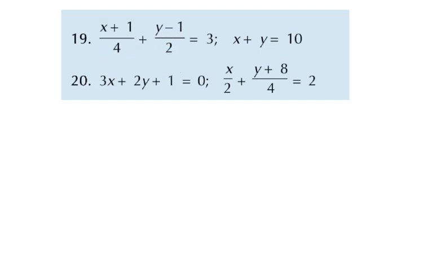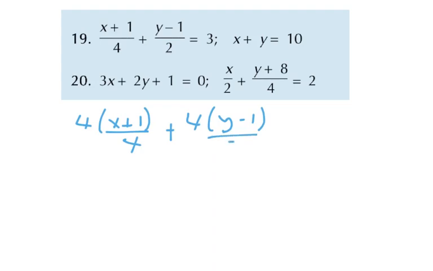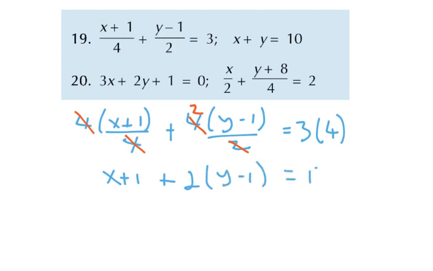So let's do that. We're going to get 4 times (x plus 1) divided by 4 plus 4 times (y minus 1) divided by 2 is equal to 3 times 4. So you can see we've multiplied the right hand side by 4, and both terms on the left hand side get multiplied by 4 as well. Okay, so this 4 cancels out with this 4, so I'm left with just x plus 1 on the left hand side, plus this 4 divided by the 2 gives me 2. So I'm left with 2 times (y minus 1), and that's all equal to 12.